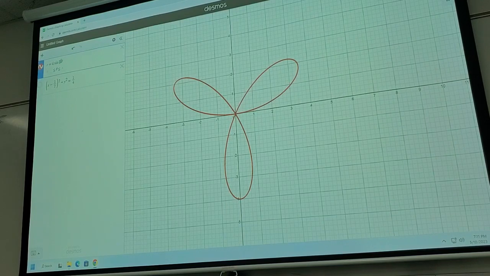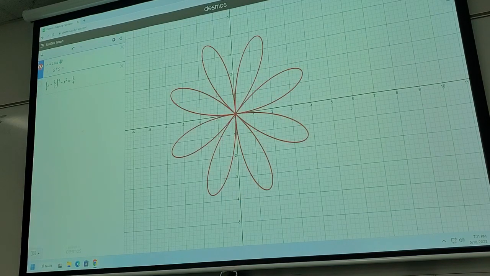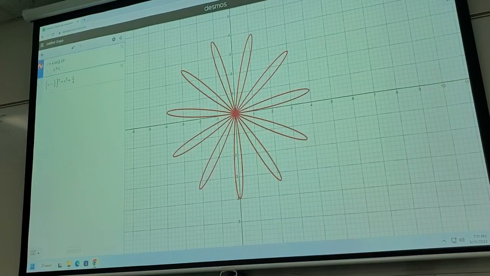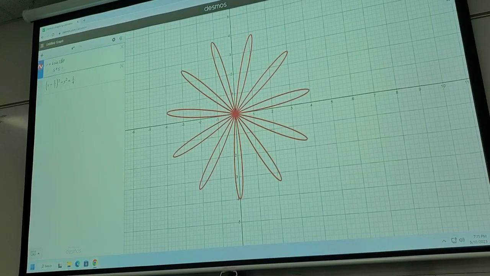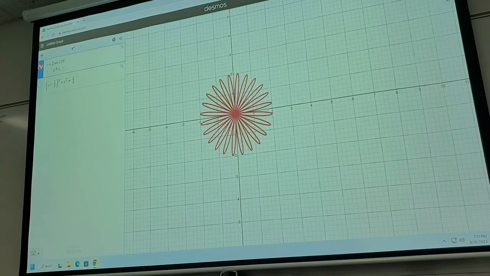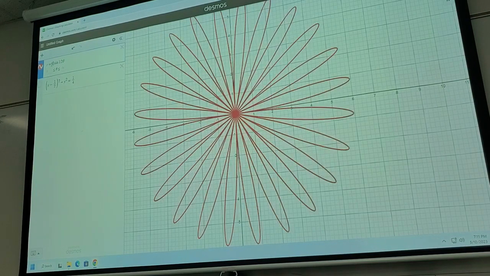Every even multiplier, if I put a 4 there, now do you know how many leaves? 8. So if I put 11, how many leaves? 11. If I put 12, how many leaves? 24. Yeah. Funkadelic, yes? Okay, I like it. And again, all this does is make it bigger or smaller. It doesn't affect anything else.